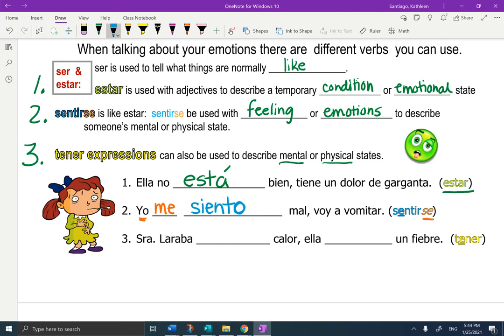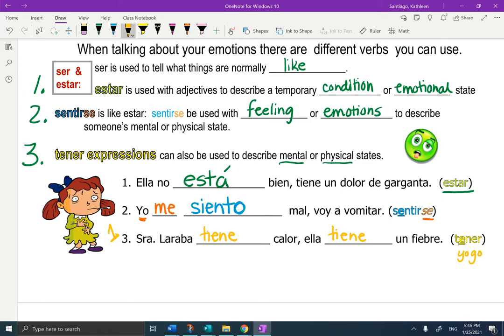Ick. And the last one, número 3, tener. Okay, so tener is an e to ie, yo go verb. So we're talking about Señora Laraba, one person. Señora Laraba, think back. Tiene calor. Tiene calor. Ella tiene una fiebre. Okay, tiene calor. Tiene una fiebre. So 3 ways to talk about your feelings: estar, sentirse, and tener phrases.